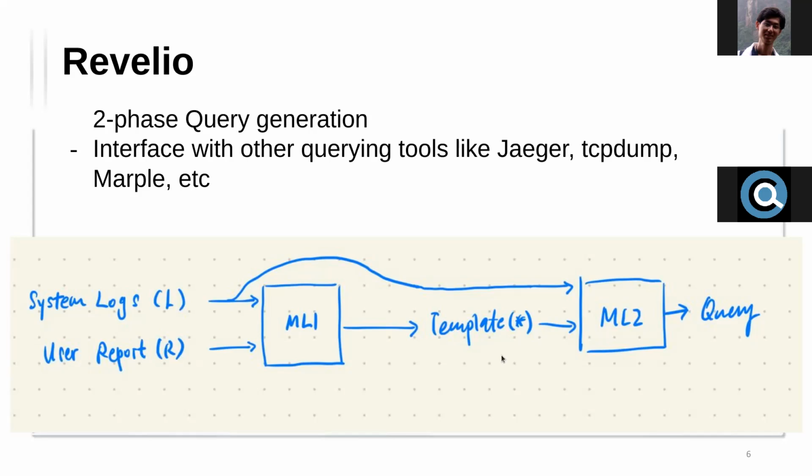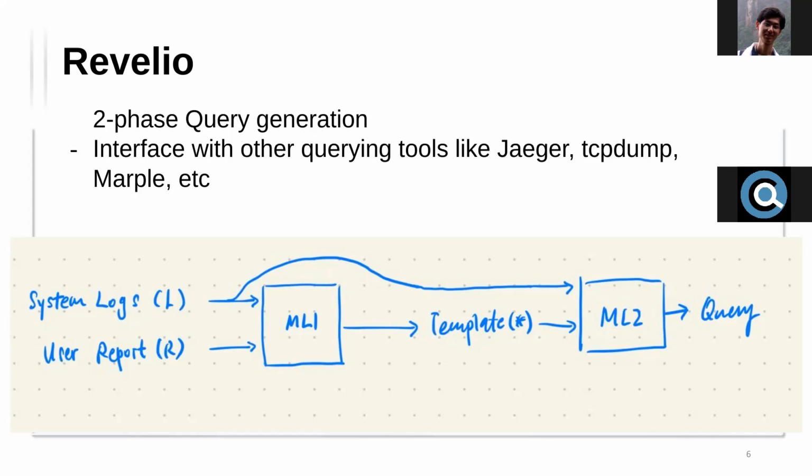So ML1 means machine learning 1. So they have two models, machine learning 1 and machine learning 2. They're using the first machine learning model to select a template, and then they combine the template and system log to generate a query.